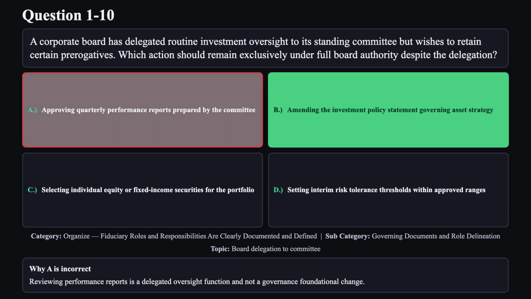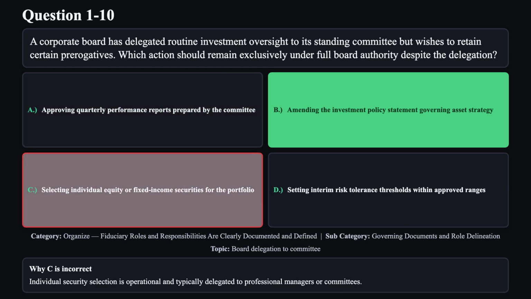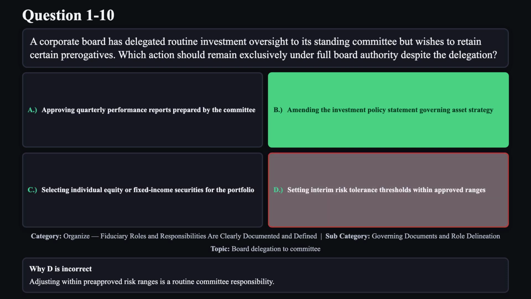Reason A is not correct. Reviewing performance reports is a delegated oversight function and not a governance foundational change. Reason C is not correct. Individual security selection is operational and typically delegated to professional managers or committees. Reason D is not correct. Adjusting within pre-approved risk ranges is a routine committee responsibility.